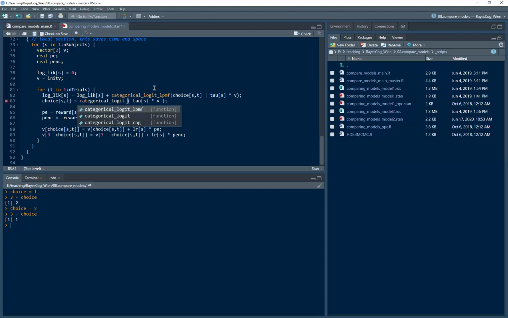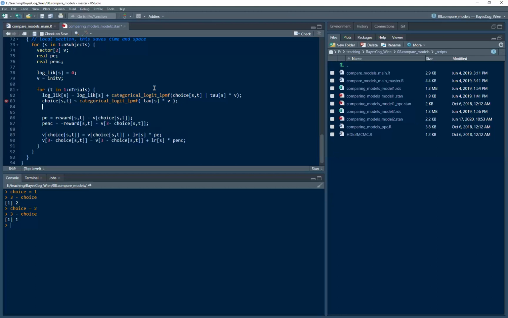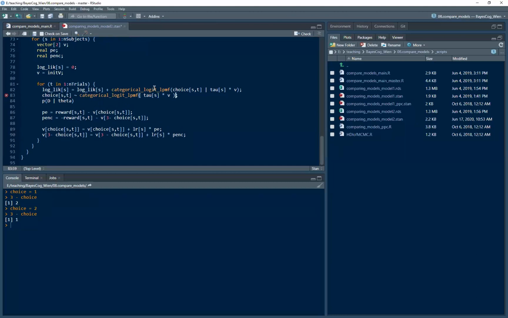What I do practically is, if you use RStudio, you can also see suggestions. I change the suffix, and I also follow the rule of constructing a likelihood. Likelihood is P of data given theta. This is the likelihood part. That means the first argument has to be the data. So usually I move the choice, the data part, here, and I add a little bar. Okay, good.